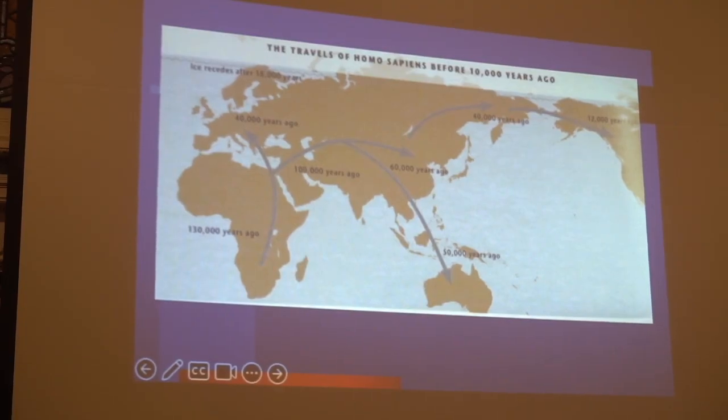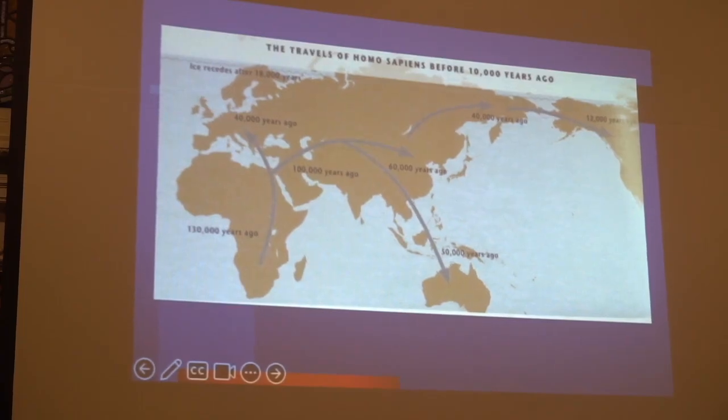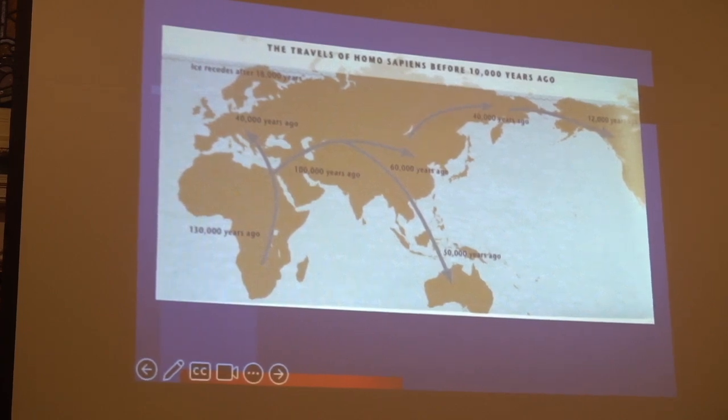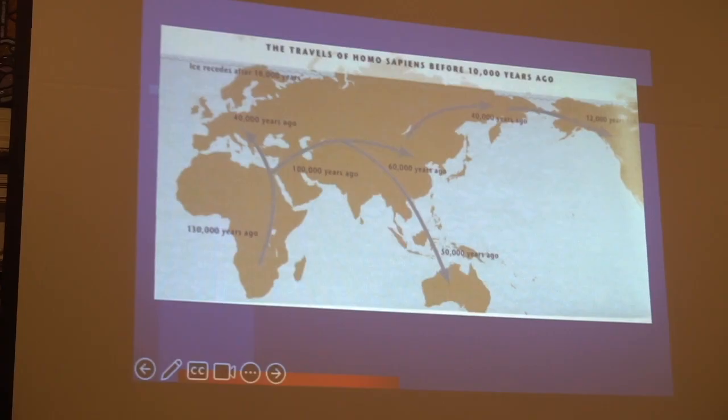Interestingly enough, there are 6 language groups found among the indigenous peoples of the Americas. California is the only place where all 6 are found. So everybody, at one point or another, goes through California.